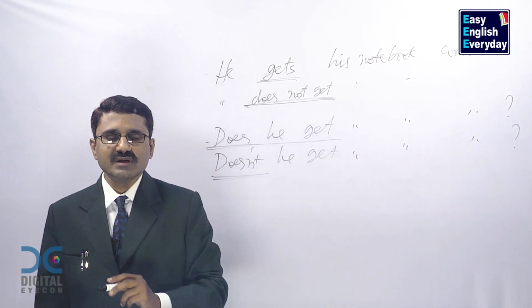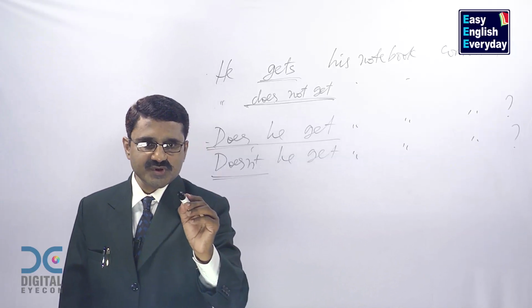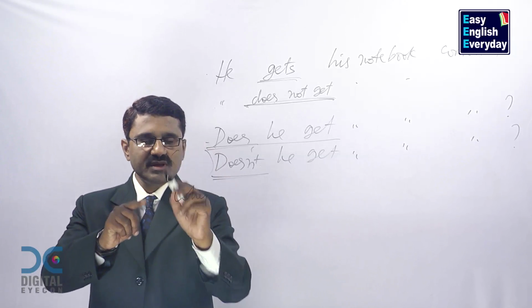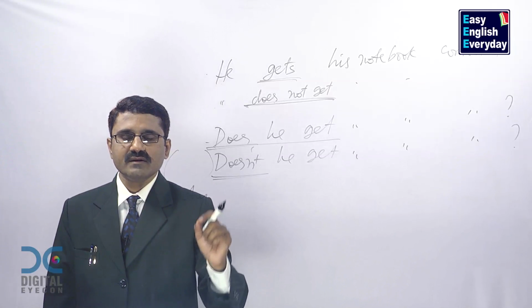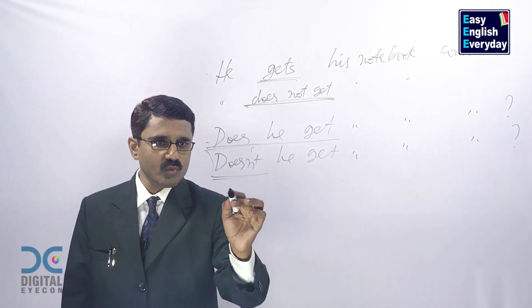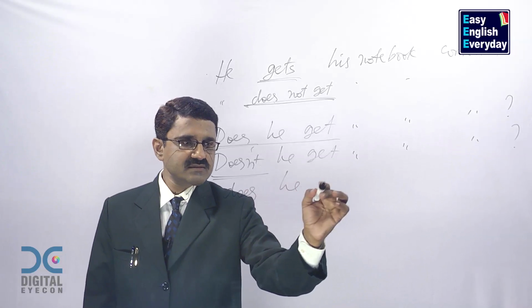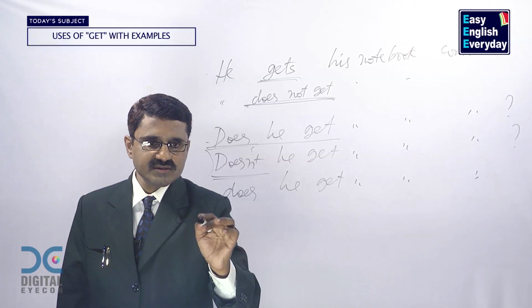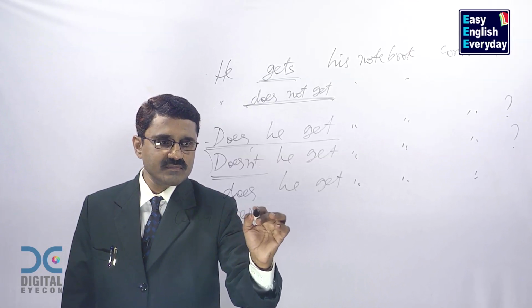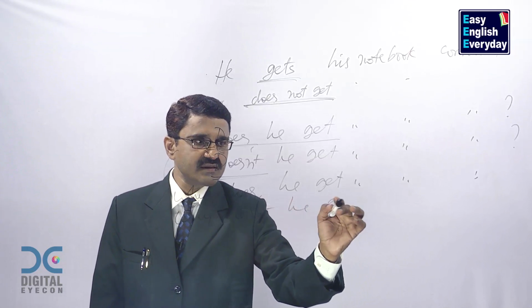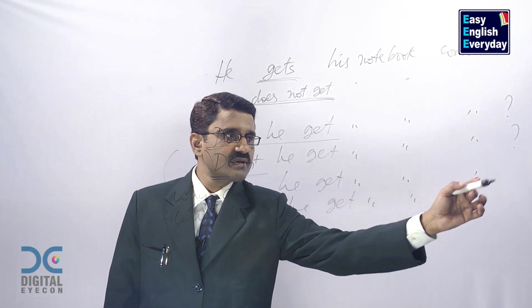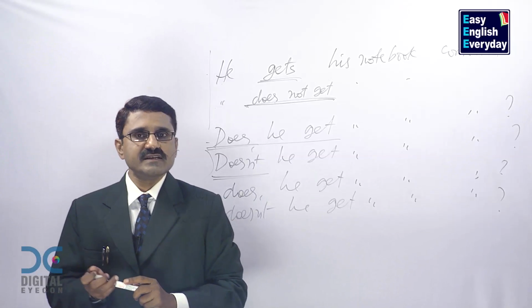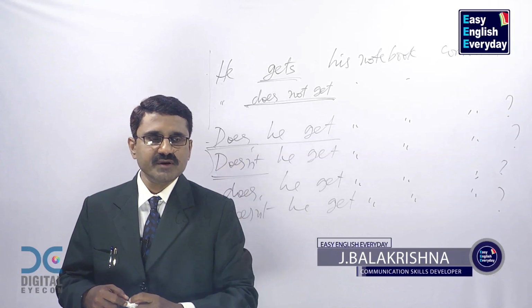Now I should also learn how to make WH question. Just put a suitable WH word. Why? When? Where? How? Why does he get his notebook corrected? And why doesn't he get his notebook corrected? So you should practice all the 6 forms with whatever example you are making.